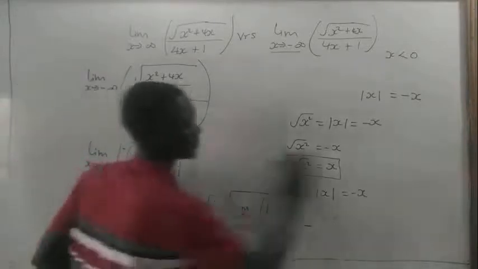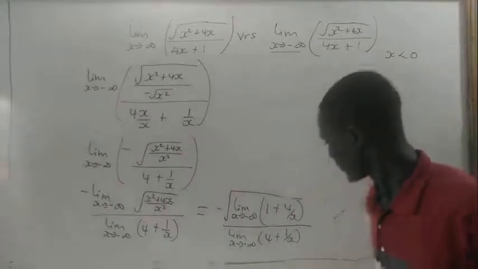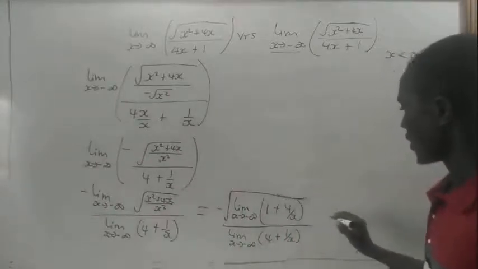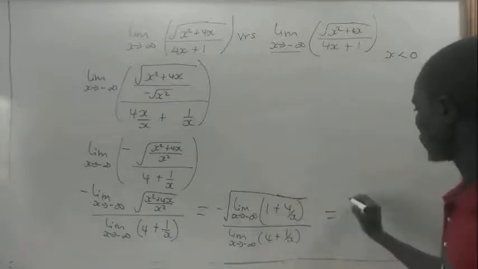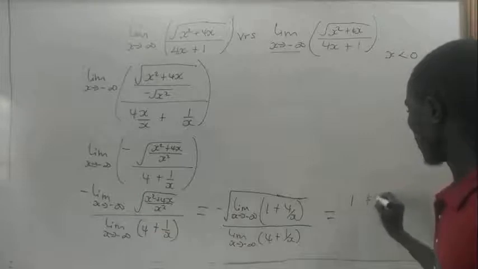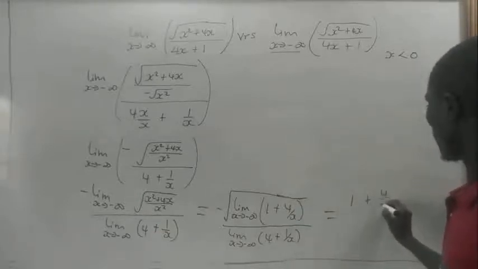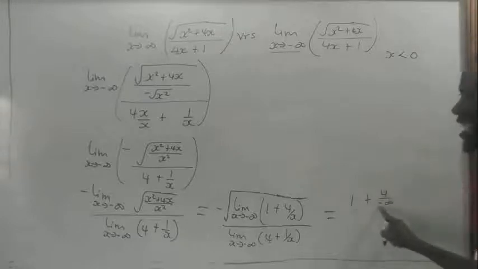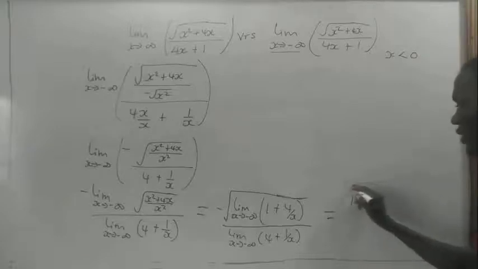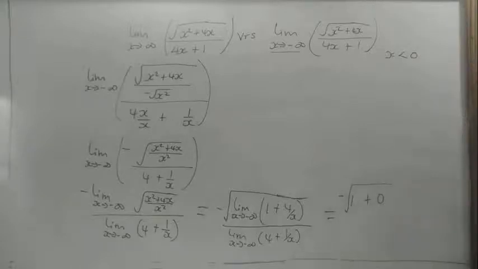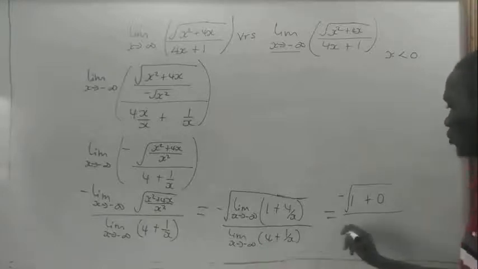So let's see that. And what are we going to get? This will be the same as, if you take the limit of this, that will be 1 plus 4 divided by negative infinity. That is, we take 4 divided by negative infinity. 4 divided by a very large negative number will be 0. So it will be 0. Then bring the square root sign. There's a negative here. Divided by the limit of a constant is a constant. So if we take the limit of this, it will be 4.